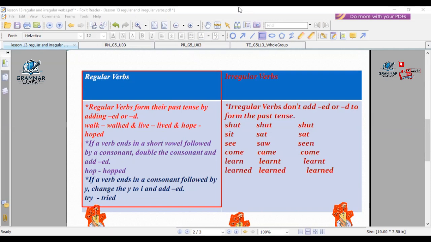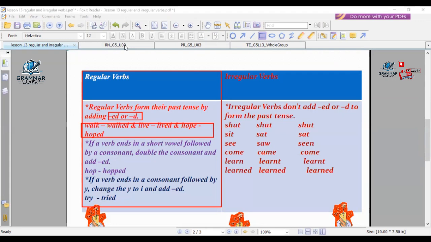Okay. Regular verbs. Regular verbs form their past tense by adding ed or d. Walk, walked, and live, lived, and hop, hopped. If a verb ends in a short vowel followed by a consonant, double the consonant and add ed. Hop, hopped. Good. If a verb ends in a consonant followed by y, change the y to i and add ed. Try, tried. Thank you so much, Abdurrahman al-Abeid, and this is everything for the regular verbs.